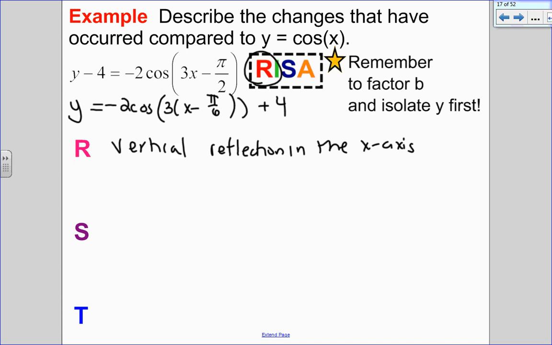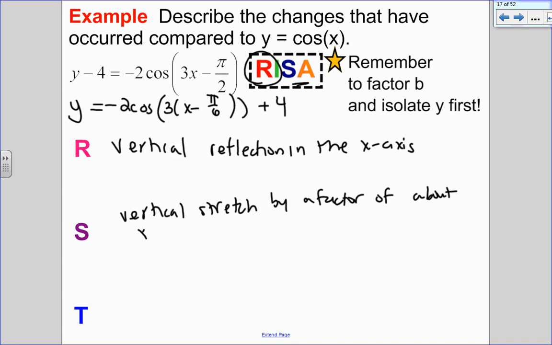Okay, let's look at stretches. So a value of 2 means I have a vertical stretch. Now remember, using our RISA, vertical stretches are about. So I have a vertical stretch by a factor of 2. And that will be about the y-axis. Sorry, the x-axis for vertical.